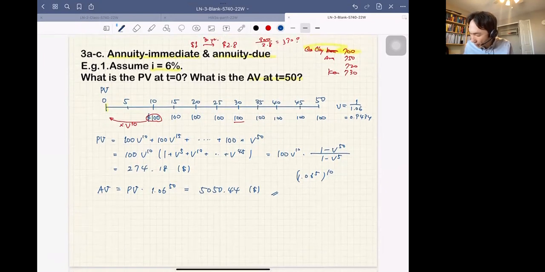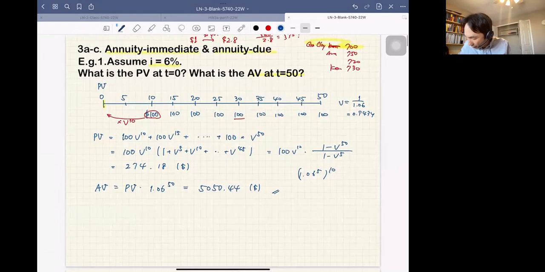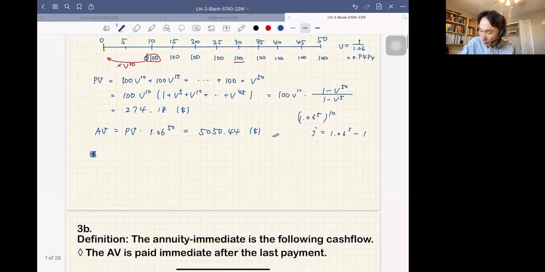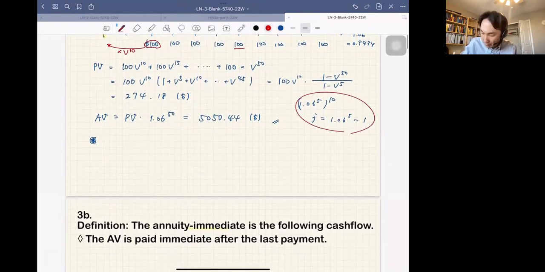Yes, 1.06 to the 5th power. So you can define j as 1.06 to the 5th power minus 1. Then we can make the time unit 5 years. Yes, you can do that. Maybe that's simpler, especially after we studied Annuity Due and Annuity Immediate. It's much easier this way.